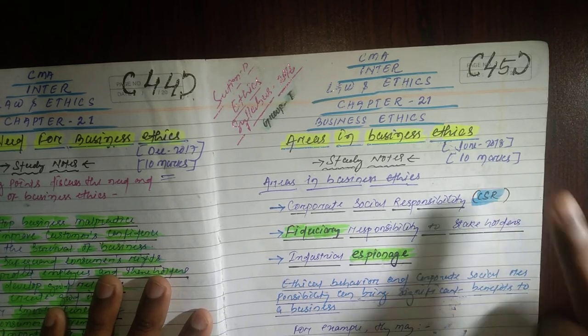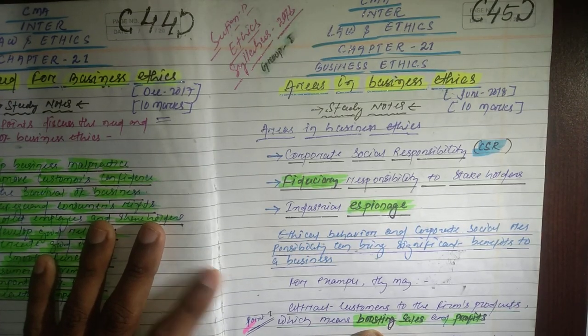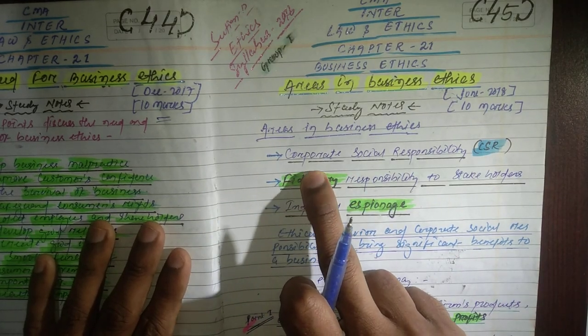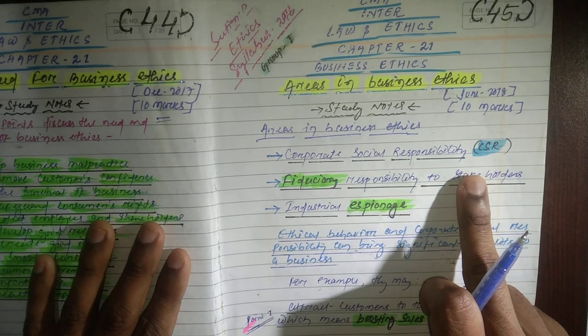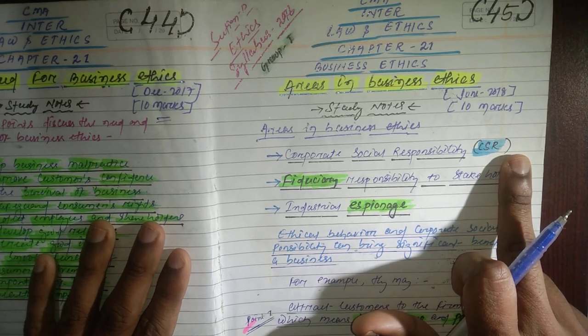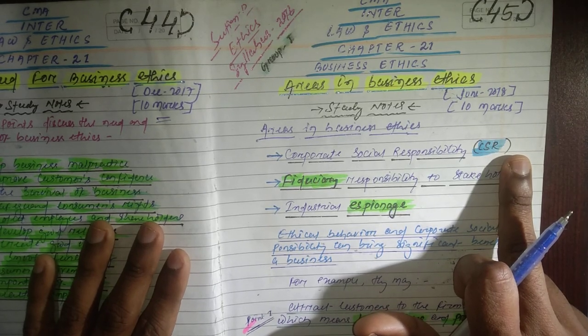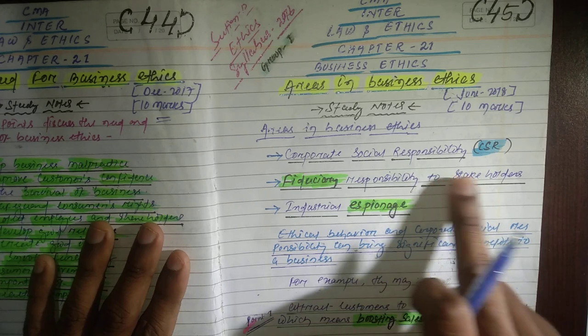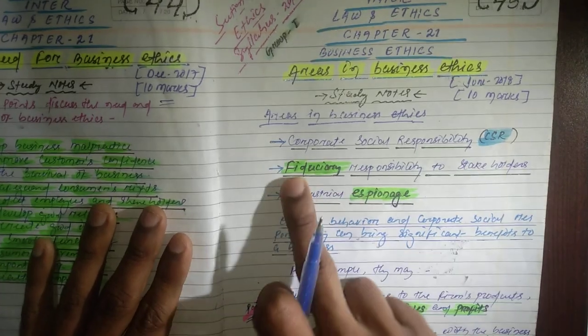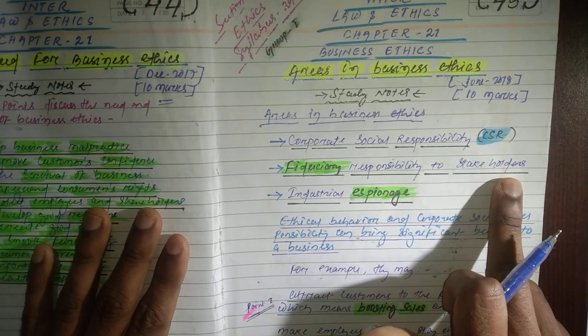So areas in business ethics. What are the three most important areas where business ethics plays a significant role? The first and most important area is corporate social responsibilities, which is called CSR in short. Corporate social responsibilities means कॉर्पोरेट की सामाजिक जिम्मेदारी. So you can say that corporate social responsibility is one of the most important areas where business ethics plays a significant role. Then second, fiduciary responsibilities to stakeholders.